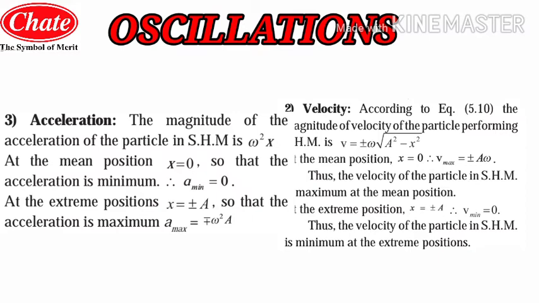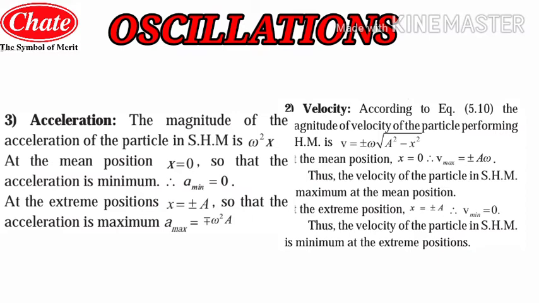At the mean position, as we know, the displacement will not occur, so the block will be exactly at the equilibrium position, thus x will be 0. So if we put the value of x as 0, then the acceleration, which will be minimum, will be 0. Zero into omega square becomes 0, so a minimum is 0. The value of acceleration will be minimum and equal to 0.